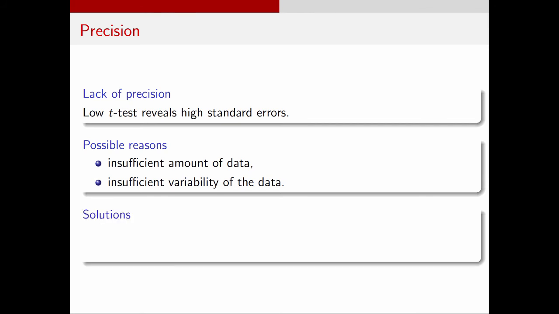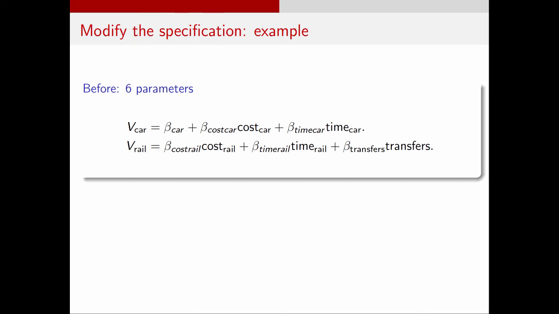So what are the solutions? Well, of course, if you want more precision, the best thing to do is to collect more data. However, it's not always possible. So in this case, you may want to modify the specification. So let's look at our example again. In our example, we have 6 parameters. We have the cost and the time coefficients that are alternative specific. We have the alternative specific constant for car, and we have the coefficient of the number of transfers.